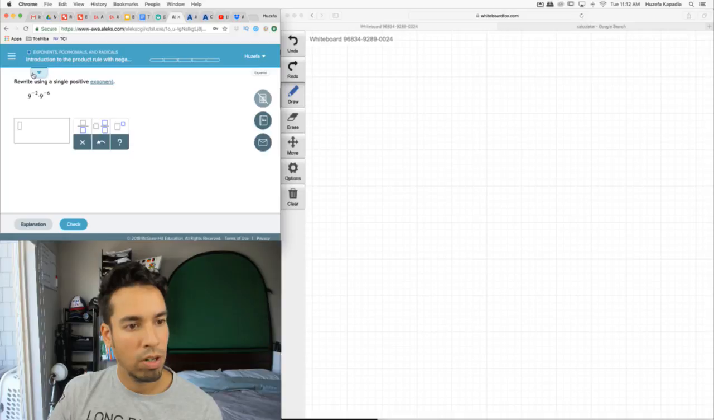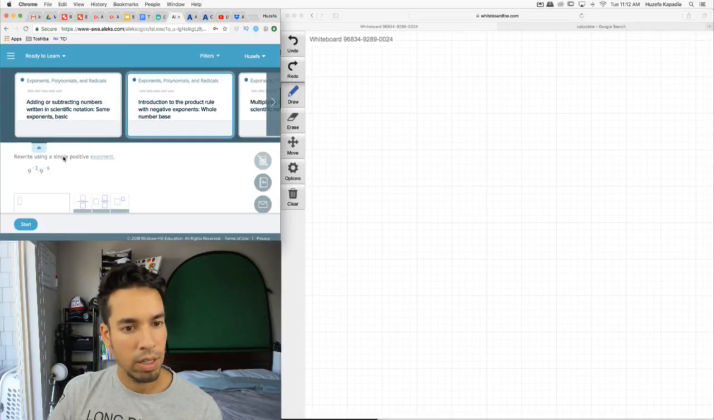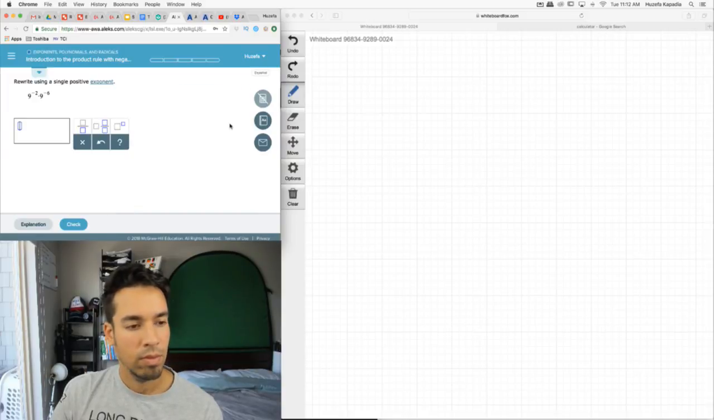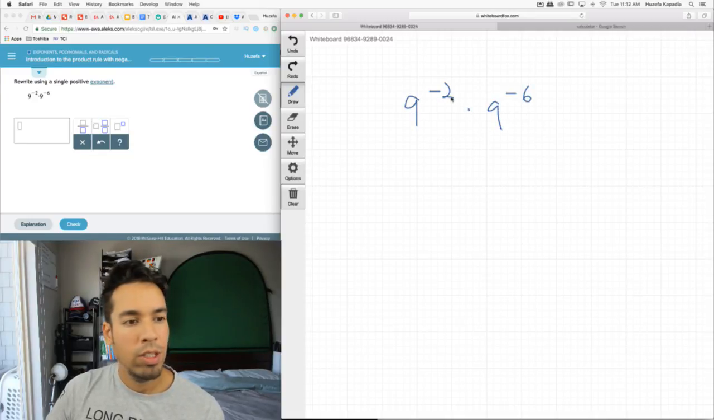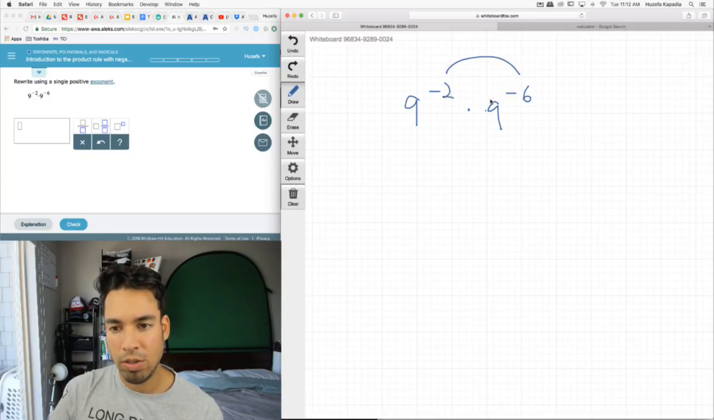Introduction to the product rule with negative exponents, whole number base. So we have 9 to the negative 2 times 9 to the negative 6. What are we doing with the product rule? We have the same base. We're just adding the exponents. So negative 2 plus negative 6 is negative 8.